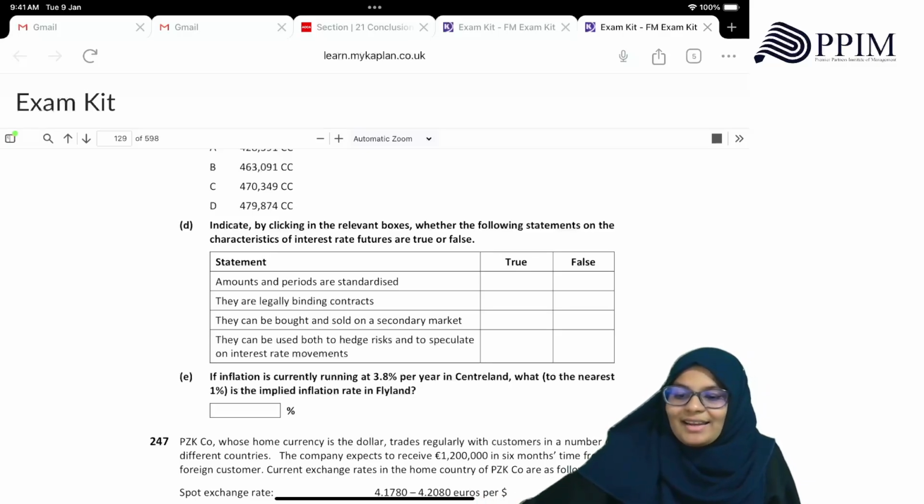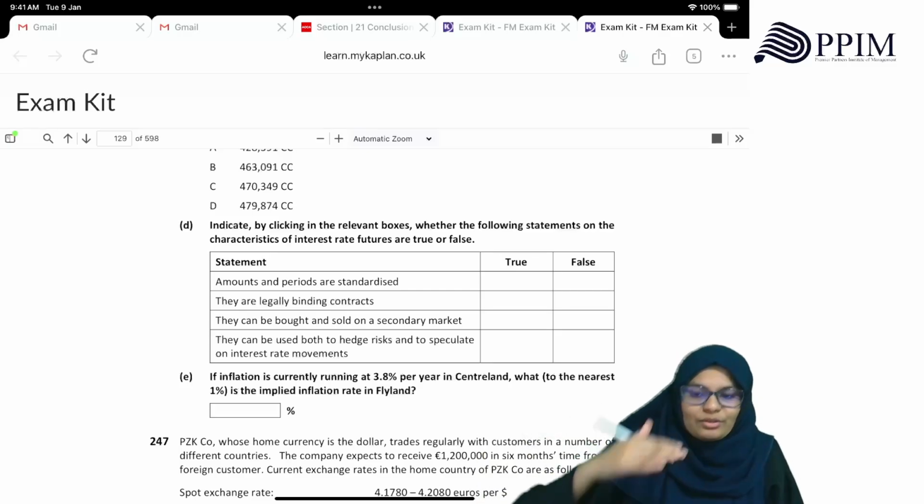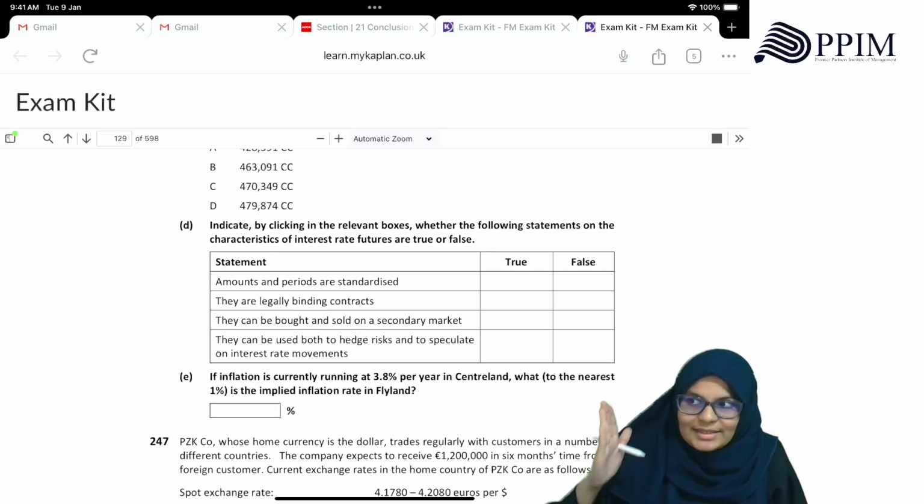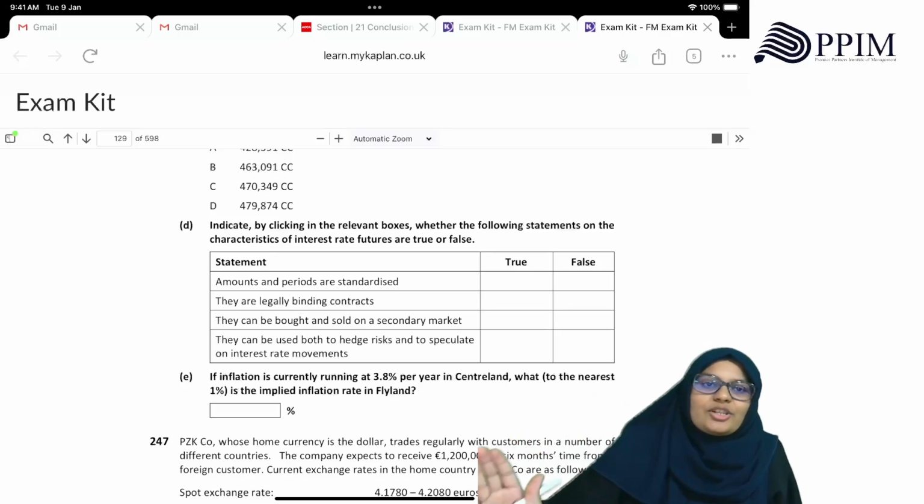Second point is saying they are legally binding contracts. Are they legally binding? Yes, if you enter into a future, you say you buy futures, you have to sell it after that. You can't just forget about it. If you sell futures, you have to buy. So if you started the futures deal, it is legally binding for you to finish off that deal as well. Okay, so that's also true.